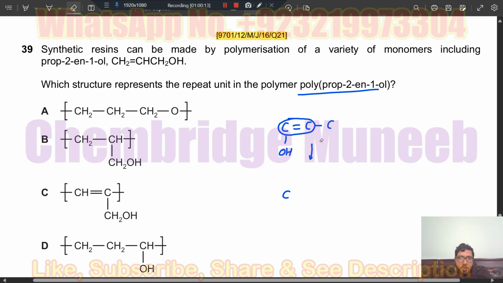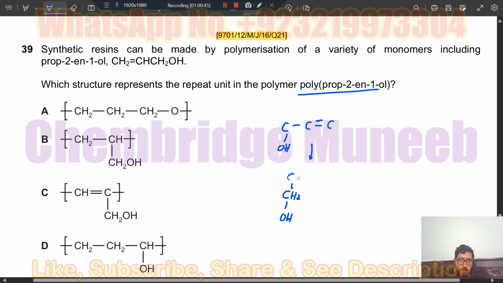There is again a slight mistake. Prop-2-en-1-ol means that the OH part is on carbon 1 but the double bond is present on carbon number 2. So we can conclude from here that it should be written like this. OH is over here, and this is CH2.